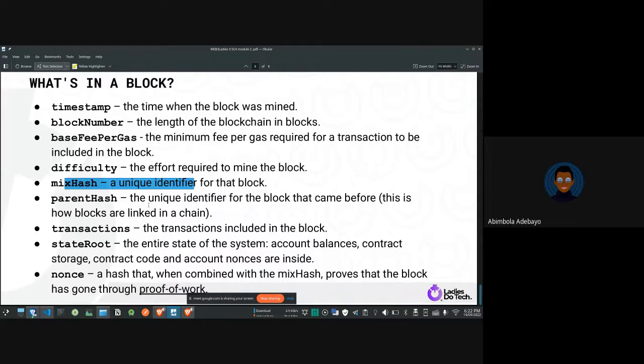So you have the transactions, number of transactions included. The one we checked has 389 transactions. Then you have the state root, which is the entire state of the system. That state root includes the account balances, contract storage, contract code, account nonces, and so on. So that's just it.